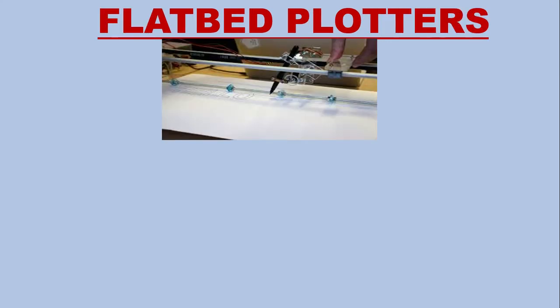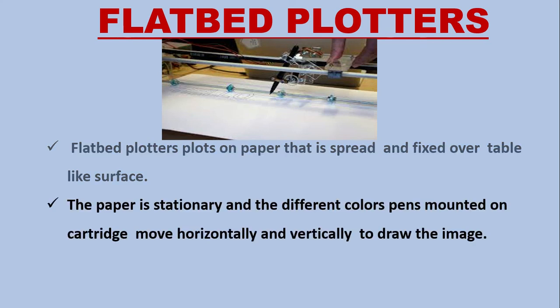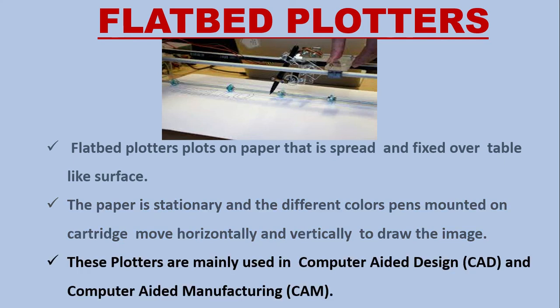Flatbed plotters plot on paper that is spread and fixed over a table-like surface. The paper is stationary and the different color pens mounted on a cartridge move horizontally and vertically to draw the image. These plotters are mainly used in computer-aided design and computer-aided manufacturing.